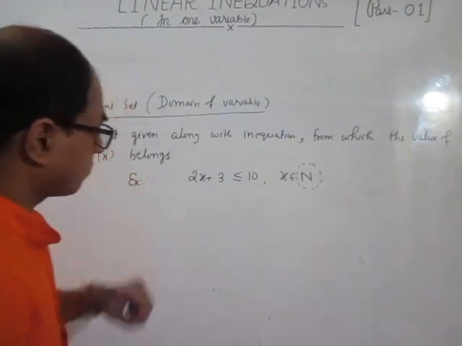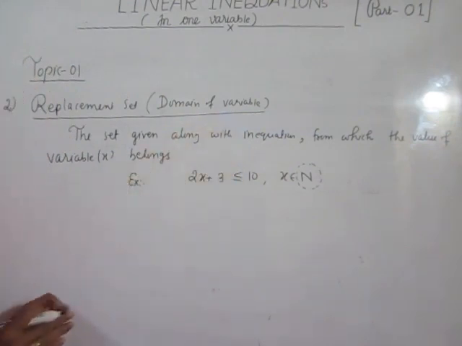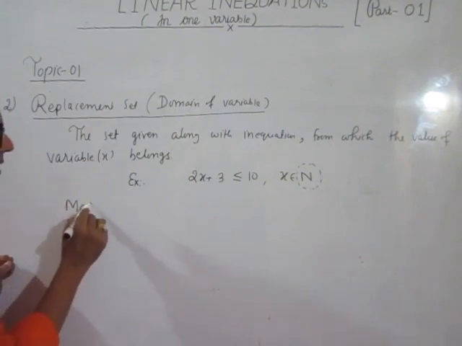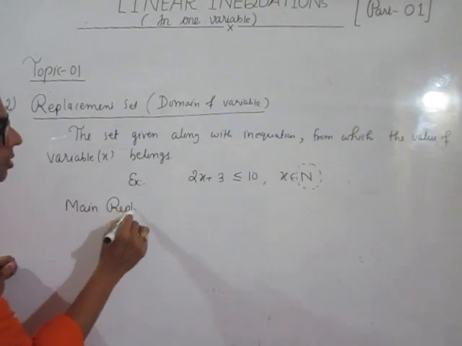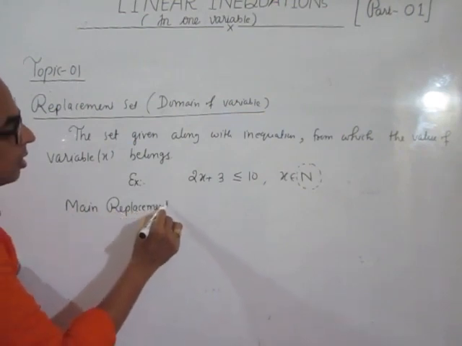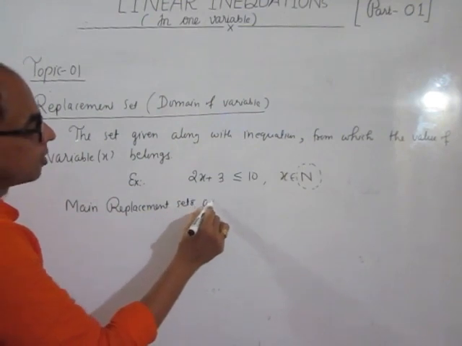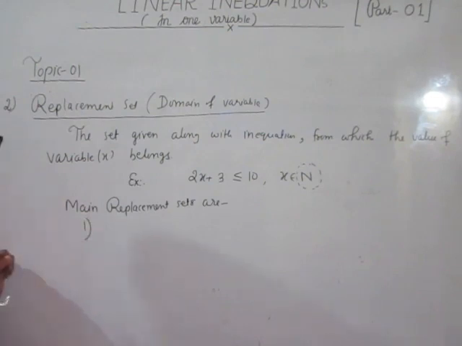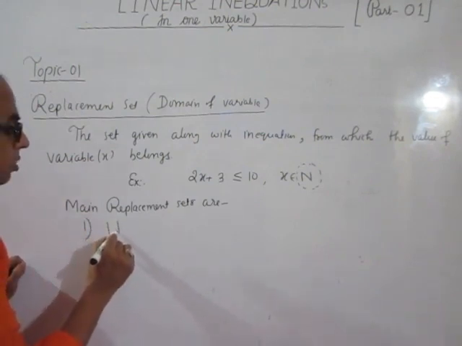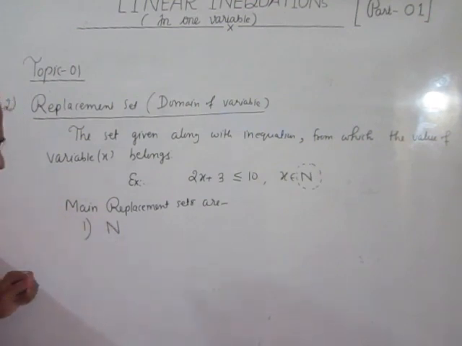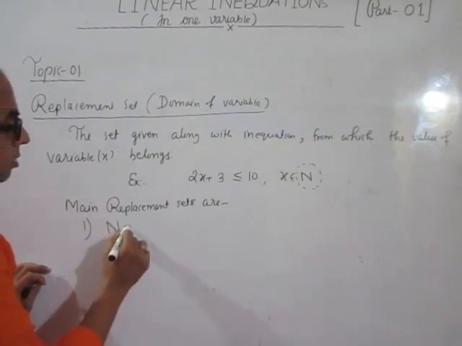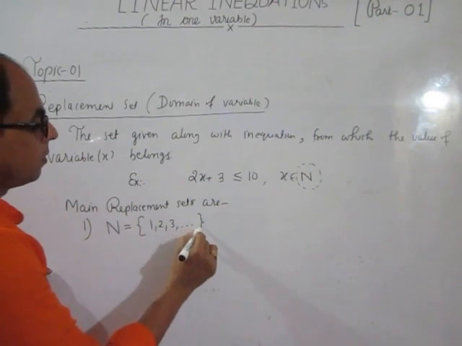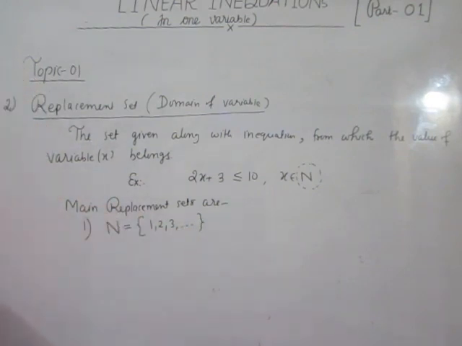Now mainly you will be given four replacement sets in the question. So the main replacement sets are these four. Set of natural numbers. In the question it will be denoted by capital N. You know about natural numbers? 1, 2, 3. These counting numbers are called the set of natural numbers.